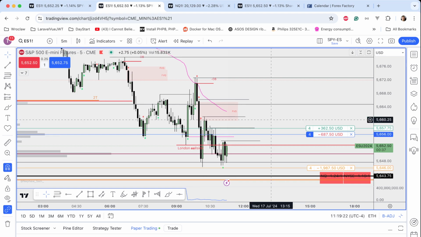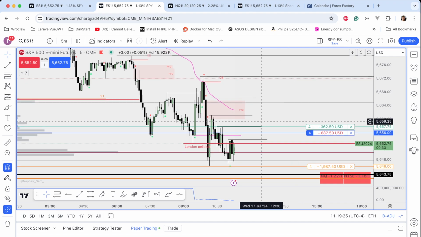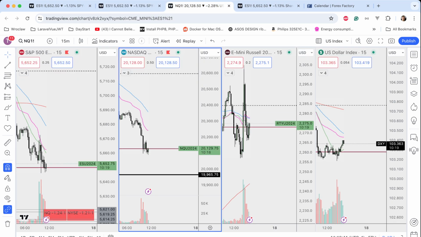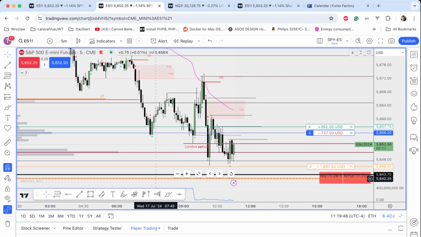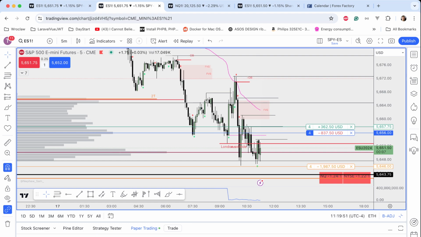It's 19 past. At 5:30 we could be up here and then even higher. We could easily go up there to 61. Okay, a lot of liquidity. There's a lot of liquidity up here. We could even go up there.